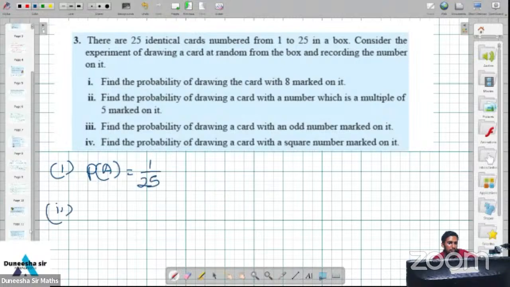Third one, find the probability of drawing a card with a number which is a multiple of 5 marked on it. What are the multiples of 5 in this range, 1 to 25? Sakya, what are the multiples of 5 between 1 and 25?